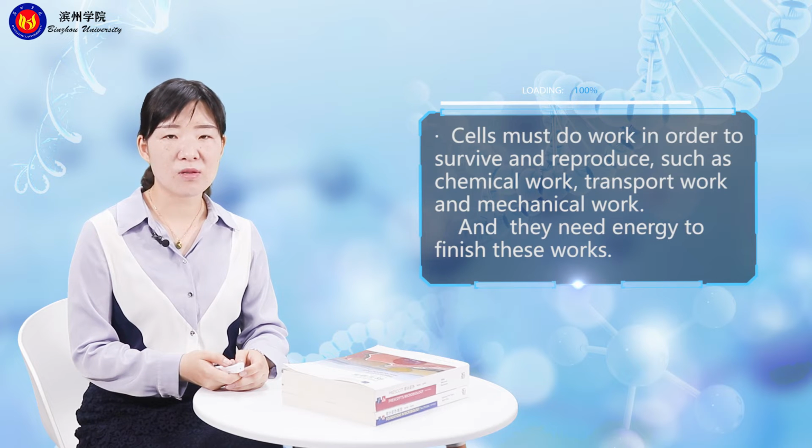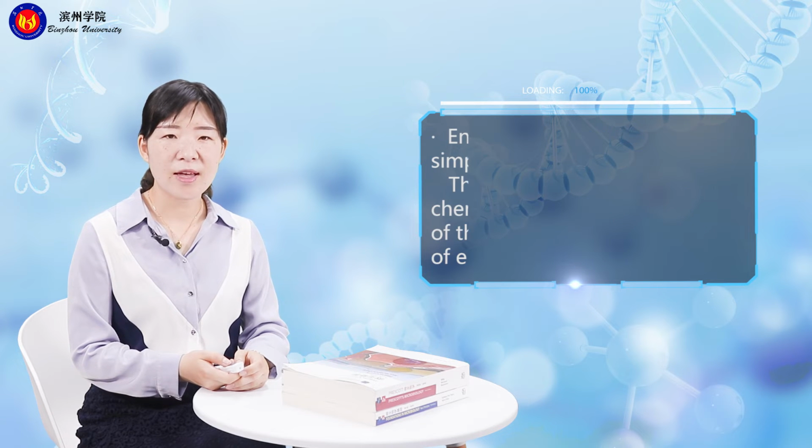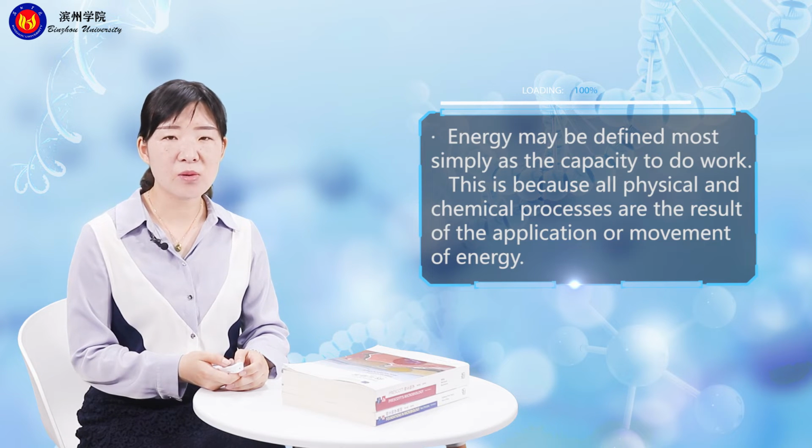Cells must do work in order to survive and reproduce, such as chemical work, transport work, and mechanical work. And they need energy to finish these works. Energy is most simply defined as the capacity to do work. This is because all physical and chemical processes are the result of the application or movement of energy.